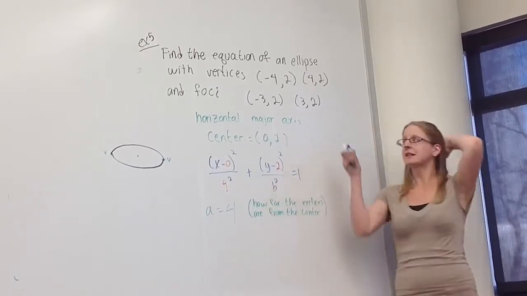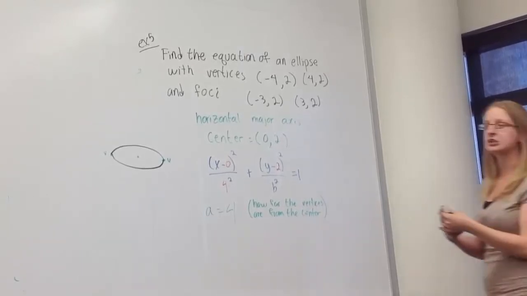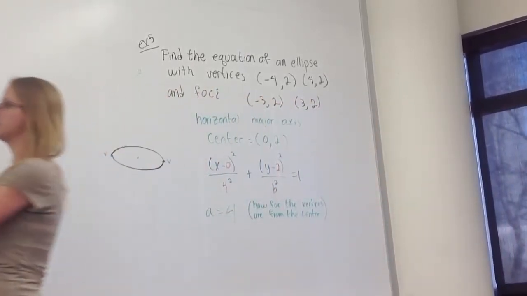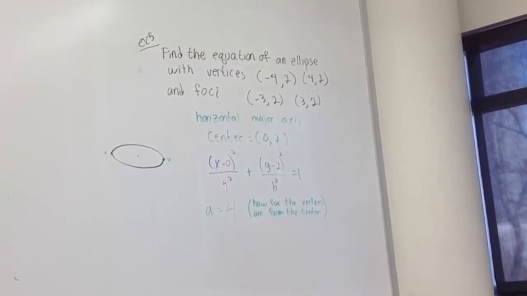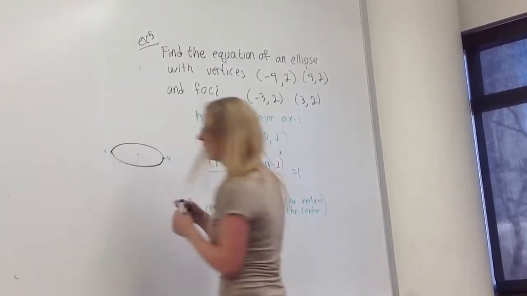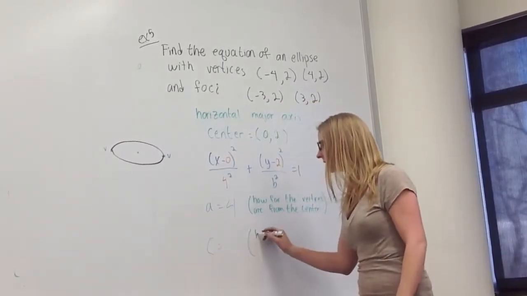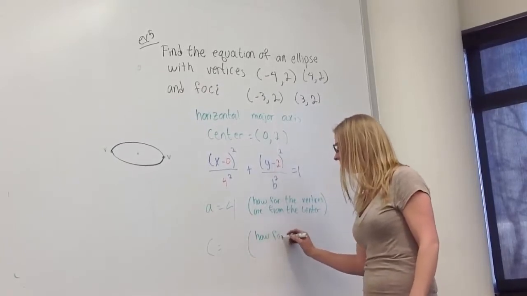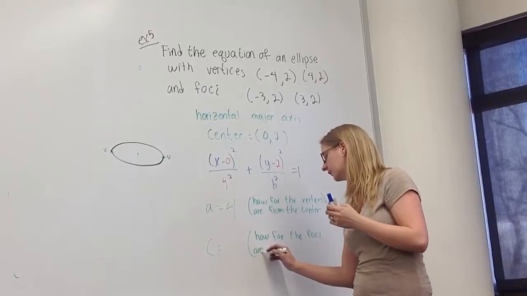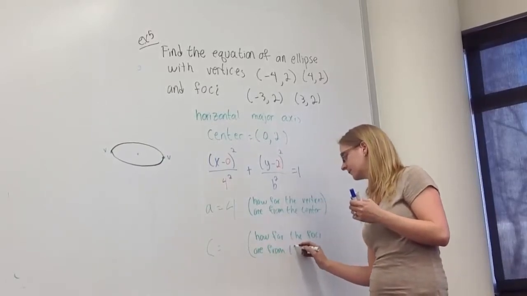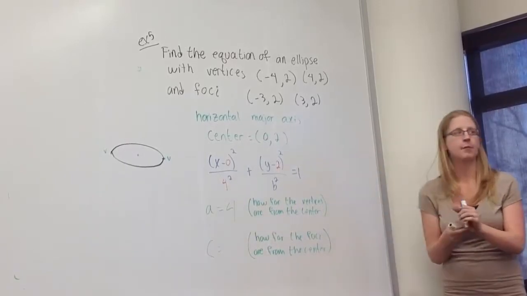So what information that's given to me have I not used yet? The foci. So what do I know about the foci? I do know that every time I tried to find the foci, I had to use that c squared equals a squared minus b squared, right? So let's use that again. Here's something else that I want you to write down that's going to help you for these types of problems. C is how far the foci are from the center.